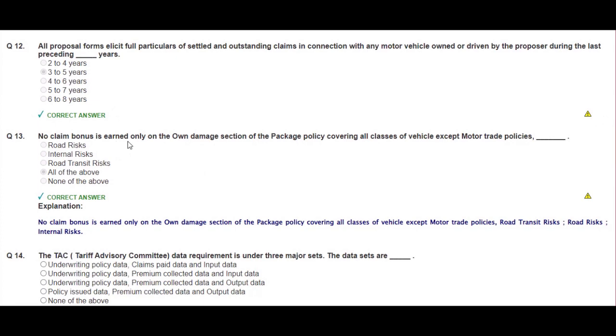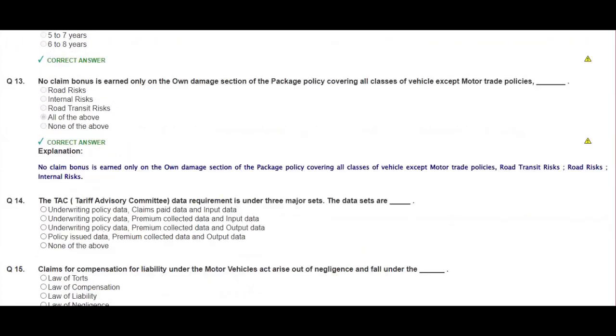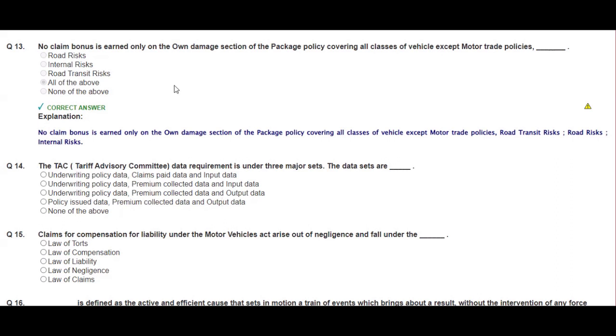It is road risk or internal road transit risk. We will give it on all policies present. We are giving no claim bonus. Health insurance is also giving no claim bonuses. So all the above is the right answer.